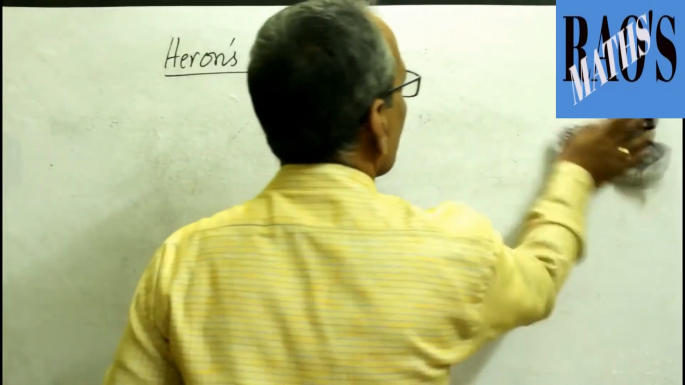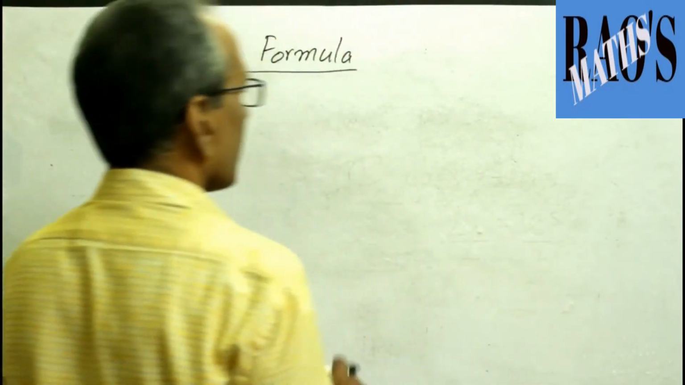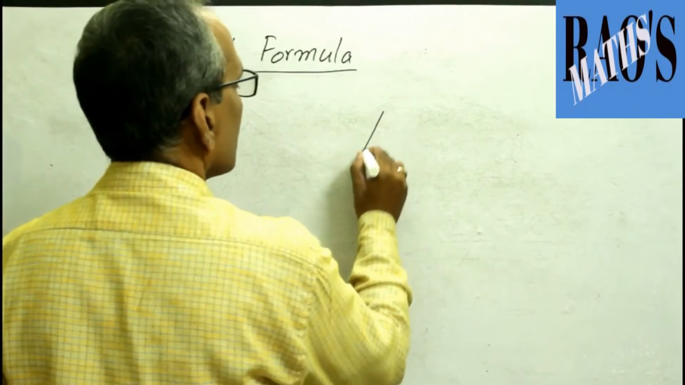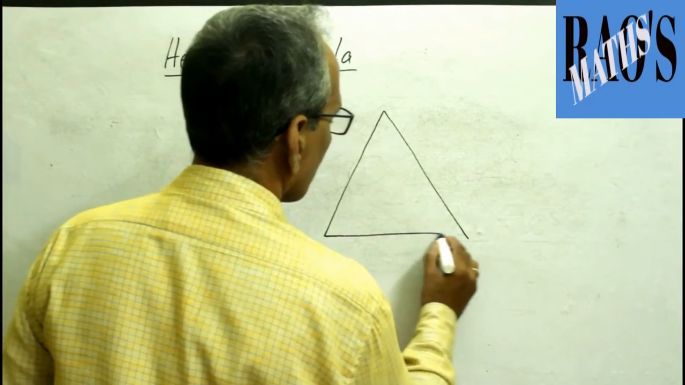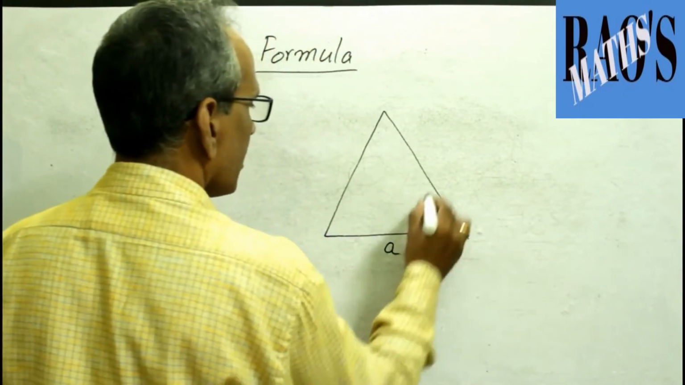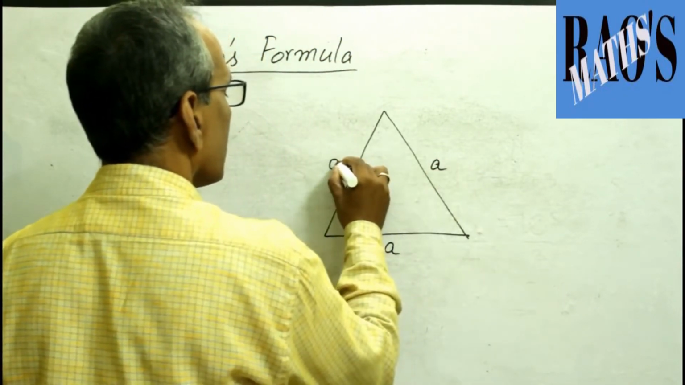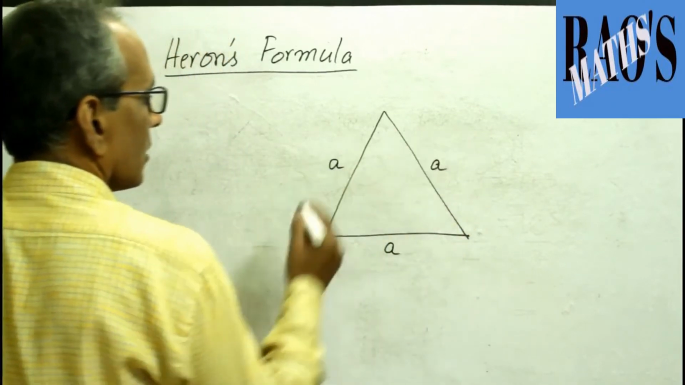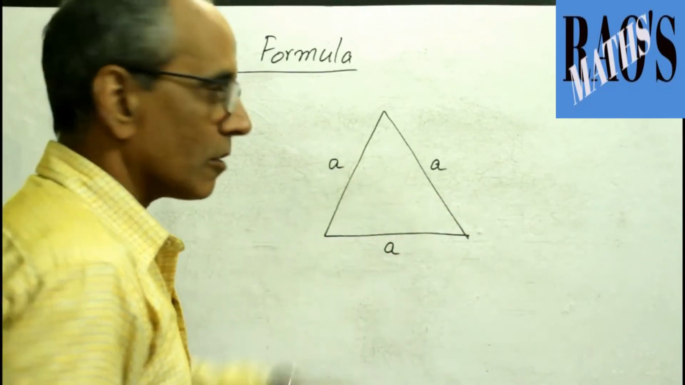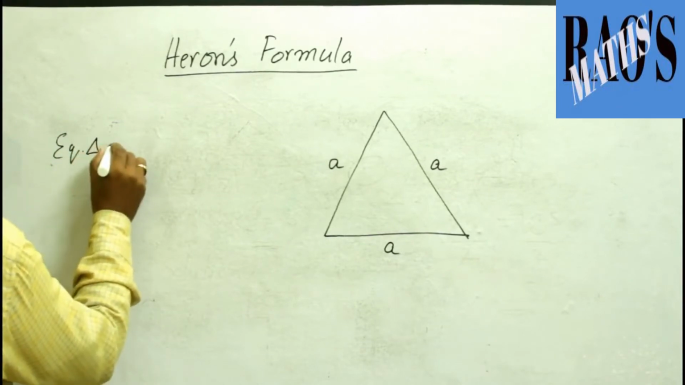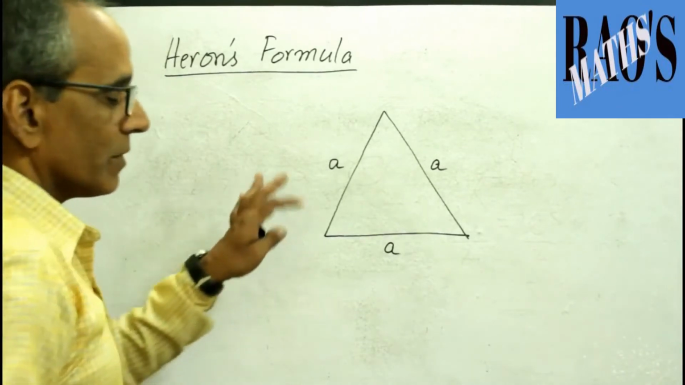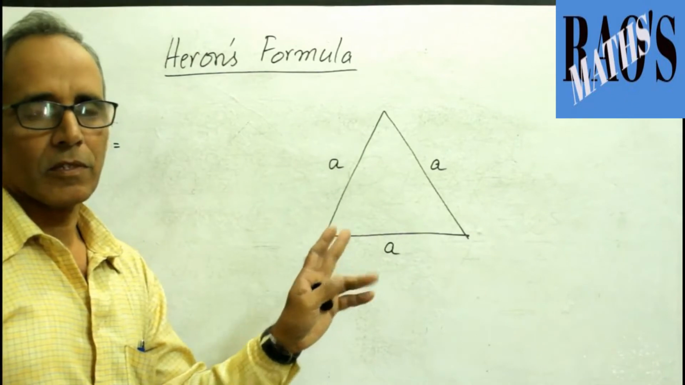Now let's take an equilateral triangle. Equilateral triangle, we know all sides are equal, measuring a units. To find the area of the equilateral triangle, since you are given all the 3 sides, you have to find the area.